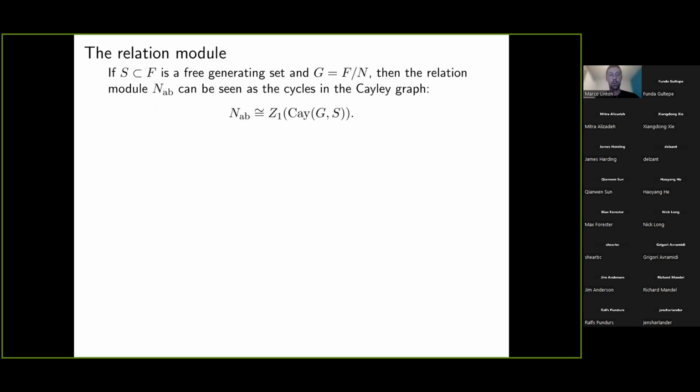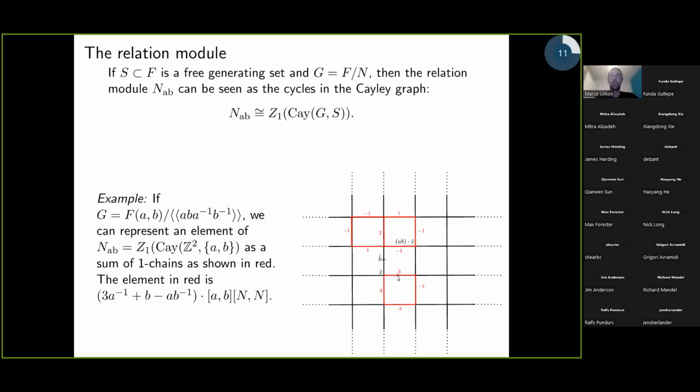So if you take your free group, which quotients onto your group G, and you take some free generating sets, then the relation module can also be seen as the group of cycles in the Cayley graph for your group G over this generating set you chose. Okay, so for example, let's take the Cayley graph of the free abelian group of rank 2. Okay, so this is a one-relator group. You have two generators, A and B.